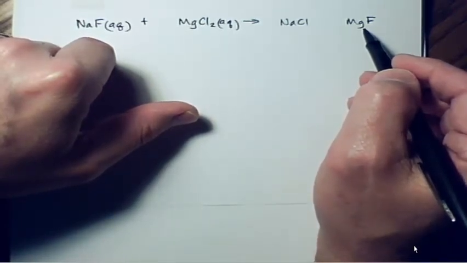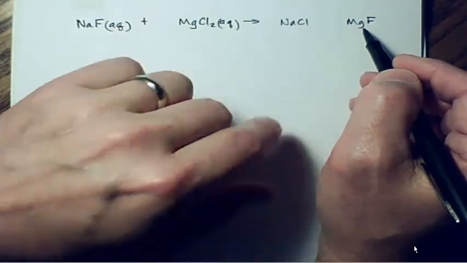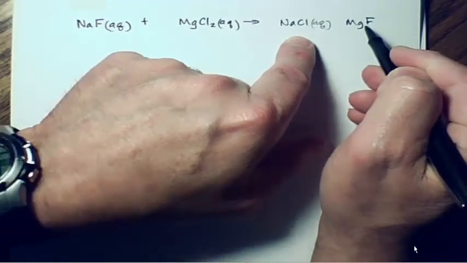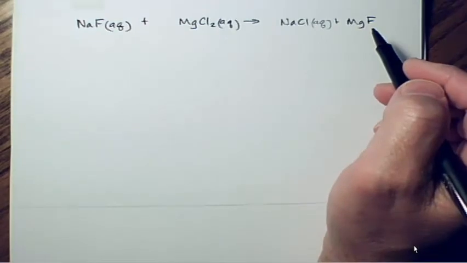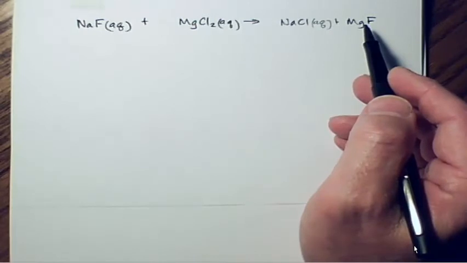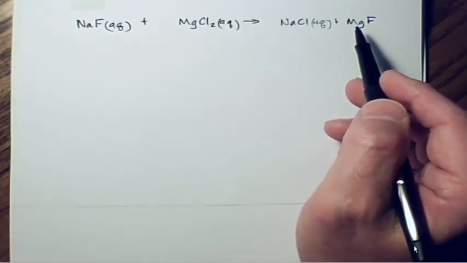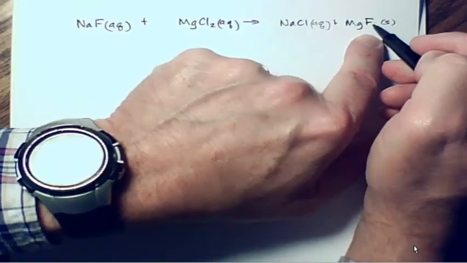But before we do that, let's see if we can figure out the physical states, because if we don't have a driving force, then there's no reason to go any further. Okay? So we know this is aqueous. There's no driving force here. What about magnesium fluoride? Solid. It forms a solid. The solubility rules state that fluorides are soluble some of the time, but not when they're bonded to something from group 2. Magnesium is in column 2 of the periodic table, and that's group 2. Okay? So this is going to be a solid.